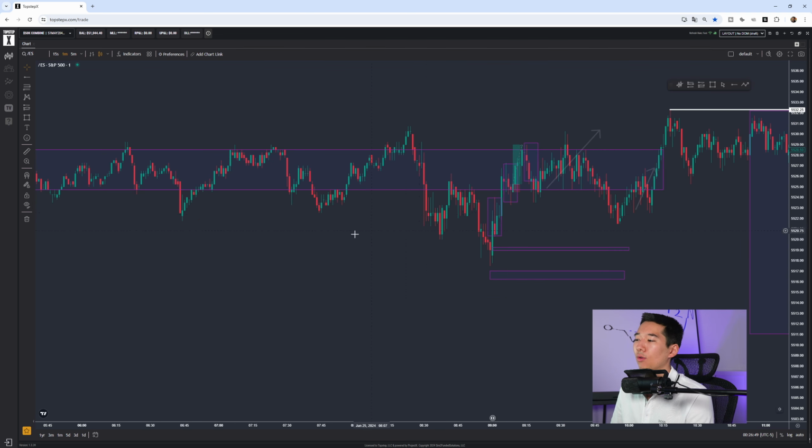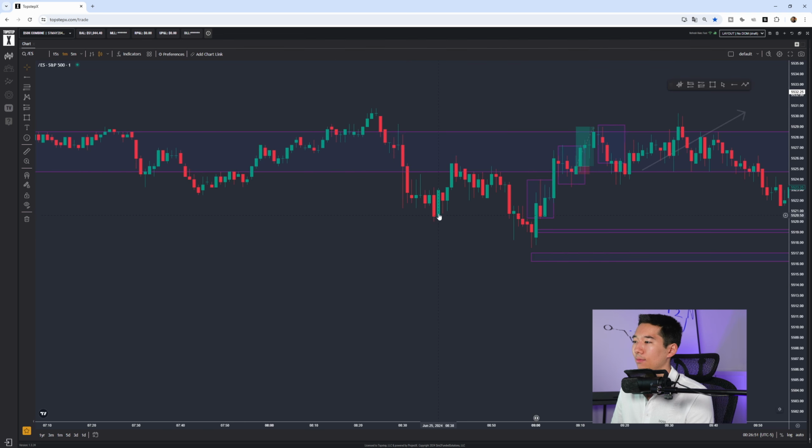A low is always a red and a green candle. That means a red candle shows us the market was going down. A green candle, the market was going up. This is all too much from the smaller structure.